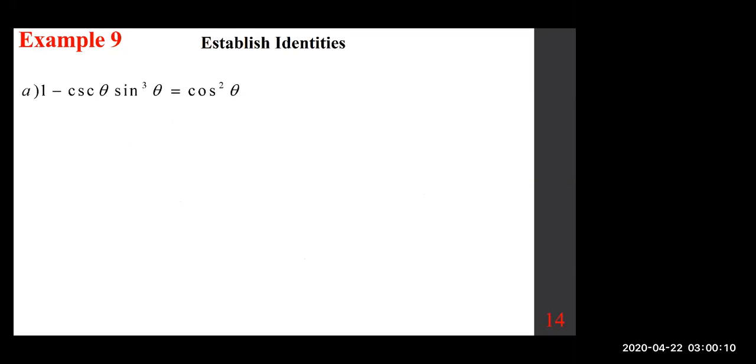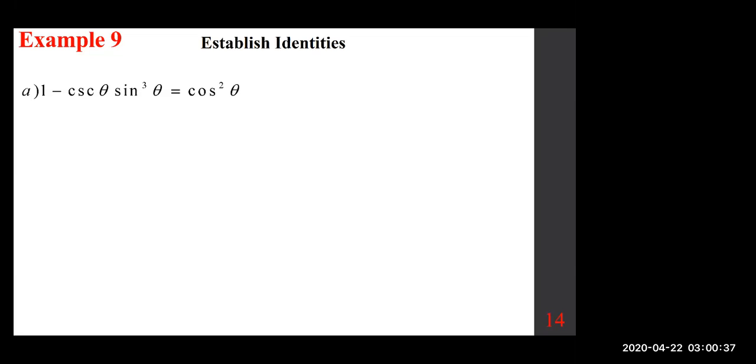We want to establish the following. 1 minus cosecant theta sine cubed equals cosine squared. Again, which side is more complicated? Left. Clearly, the left-hand side.